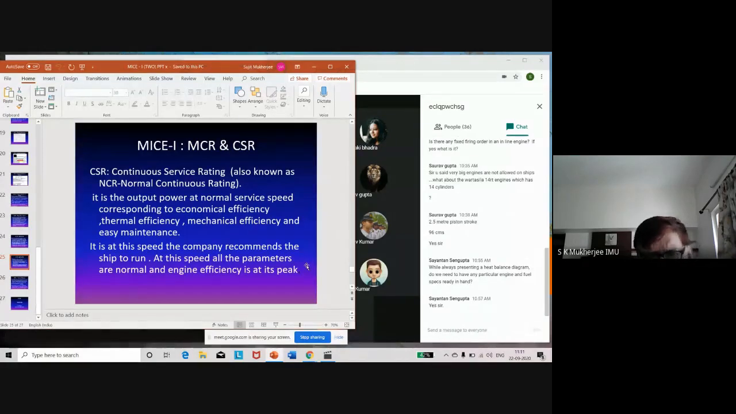I don't know if the sentence has full honesty in it. Engine efficiency and engine power are two different things altogether. So engine efficiency is at its peak, and that is why we run it at continuous service rating. All right.